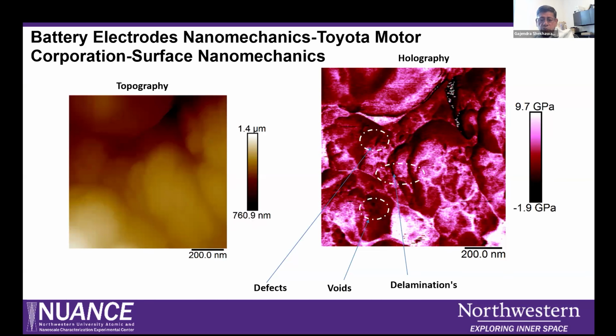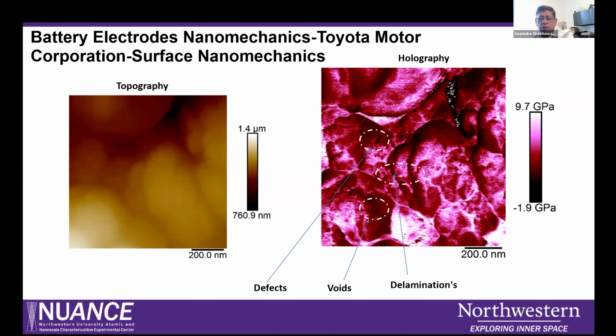And they also want to do some correlative study, where we can also do cross sections with the TEM, and use the correlative XPS or SIMS or FIB-based techniques to match what we get in the holography as a proof of concept. So you can see the left is typical topography structures, but on the right, you can see the defects, voids, cracks, and delaminations within that electrode structure.